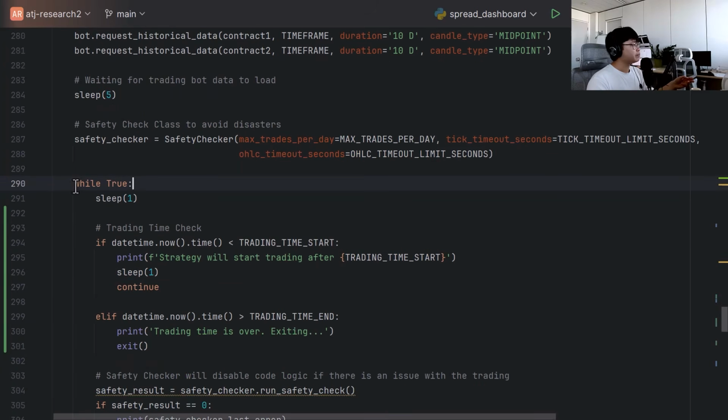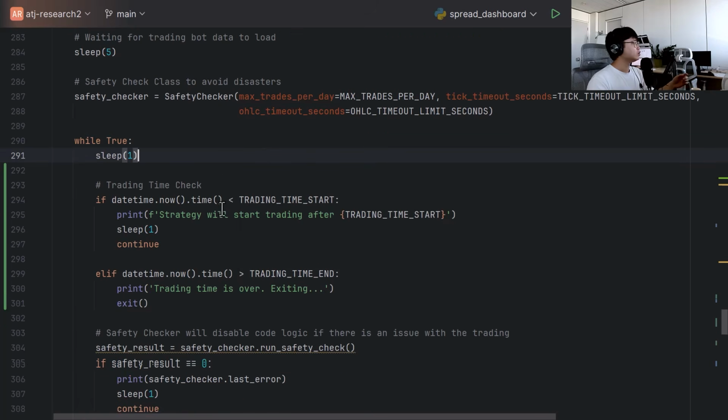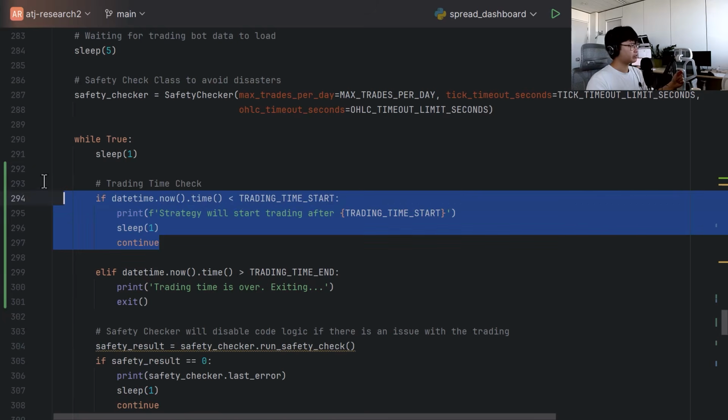And now finally we are in the main loop of our trading bot. So in this loop we are just constantly checking if there are any trading signals. So while true, we check if we're allowed to trade.